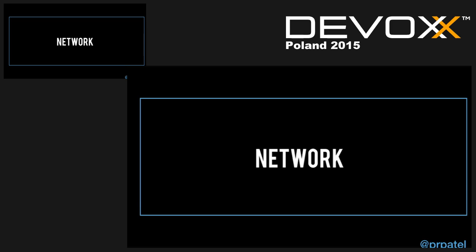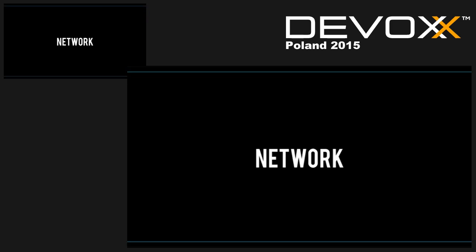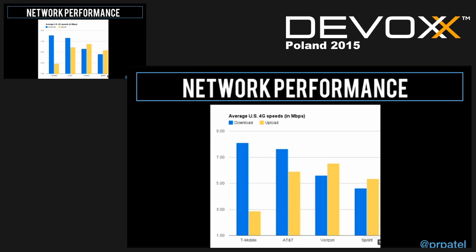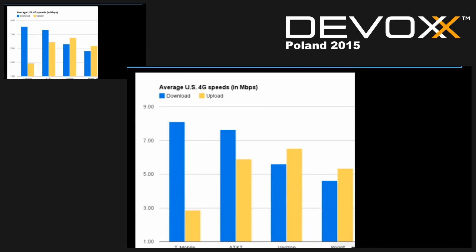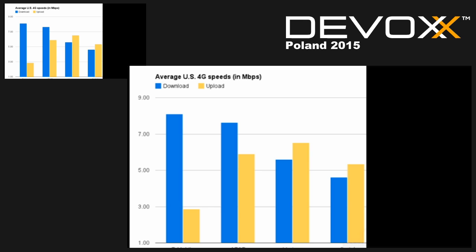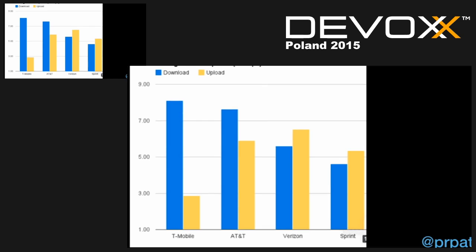All right, so the other thing that we tend to think about when we talk about performance for web applications is the network, right? Both for desktop and for mobile devices. So when we look at average network performance, right? So right now, this is average 4G speeds. This is in the US, obviously. These are the different carriers at the bottom: T-Mobile, AT&T, Verizon, Sprint, etc.